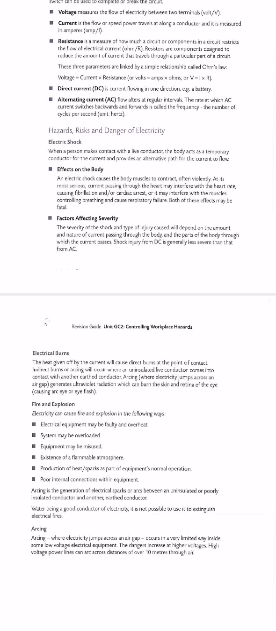Then what are the factors that affect the severity of the shock? When you have a shock, the type of injury caused will depend on the amount and the nature of the current passing through the body and the parts of the body through which the current passes. Shock injury from DC is generally less severe than from AC, right? So if you get a shock from a battery, it's different from the shock you get from AC, the alternating current.